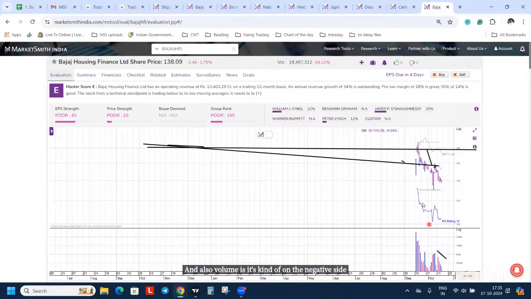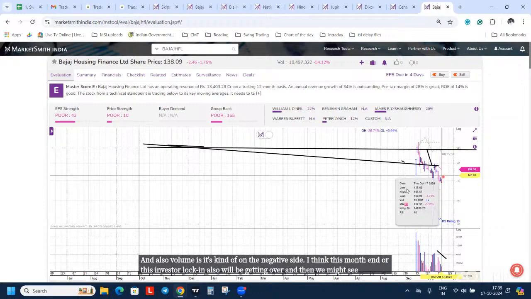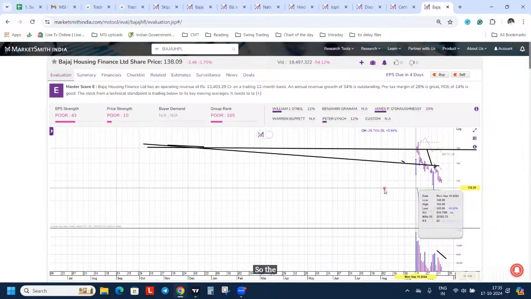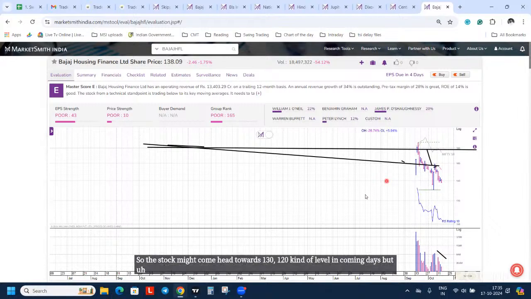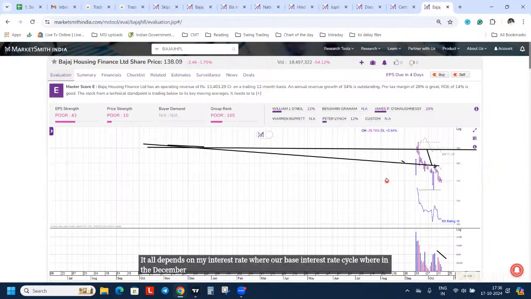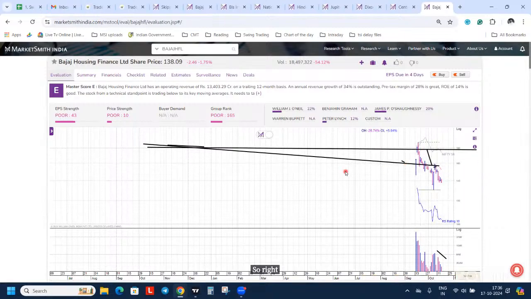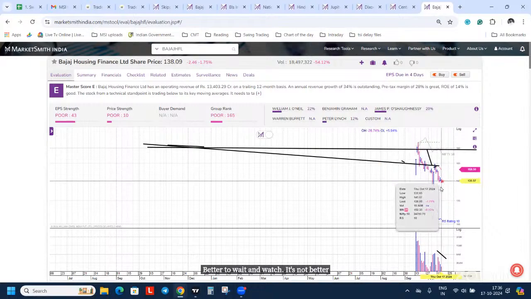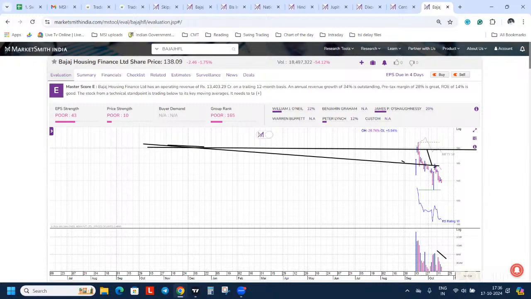I think this month end the investor lock-in will also be getting over, and then we might see some more selling pressure. The stock might head towards 130, 120 kind of level in coming days. But it all depends on interest rates, the RBI's interest rate cycle in December. Until then, the stock may move in the range, this broad range of 130 to 150. Right now it's not showing any strength. Better to wait and watch, and not take any fresh entry in this particular stock. Next one is D-Link.